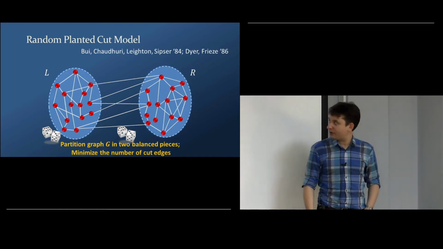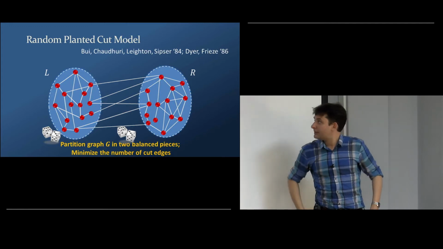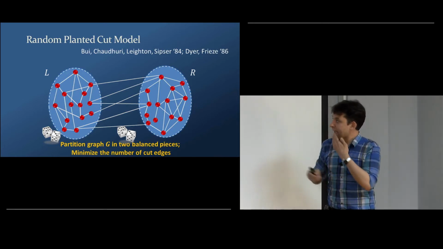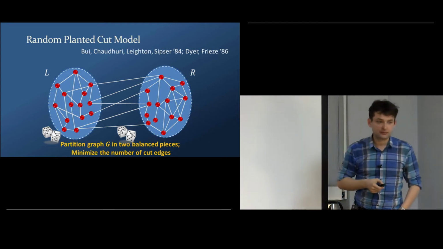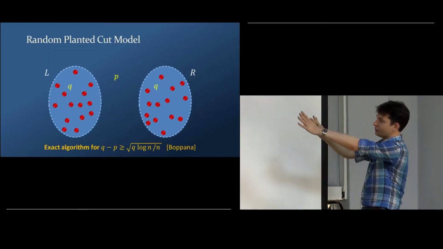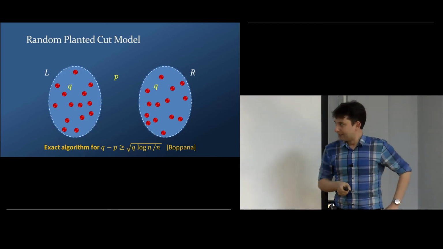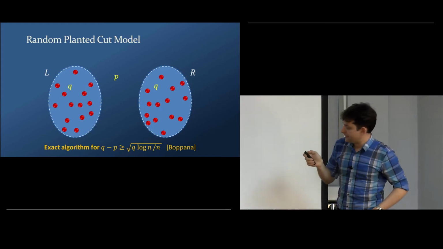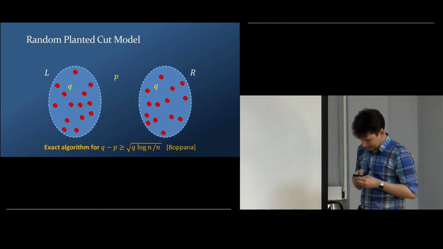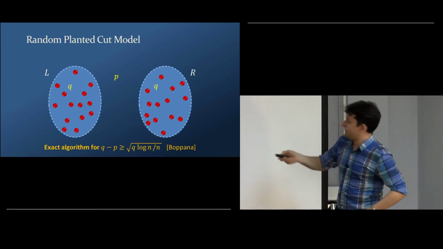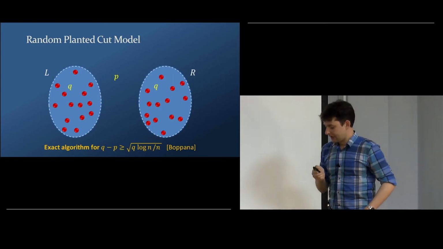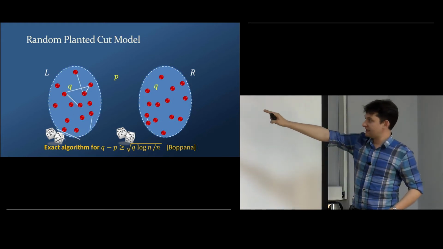This question was posed in the early 80s when Bui, Chaudhuri, Leighton, and Sipser, and then Dyer and Frieze introduced the random planted cut model. This model, again, is known in different communities as the stochastic block model. So let's generate our graph in a random way. We start with two sets, L and R, of n vertices each. Then we add edges at random in L and in R with probability q, where q is some number. And we add edges at random between L and R with a different probability p.